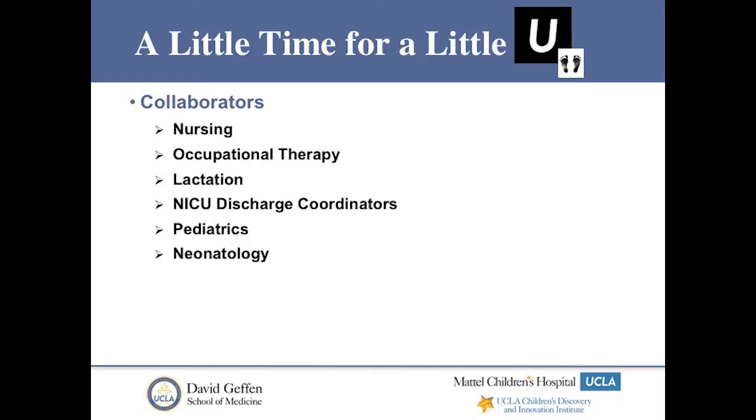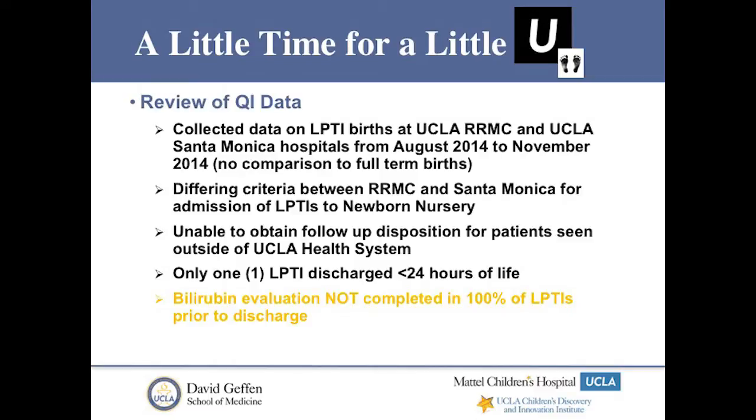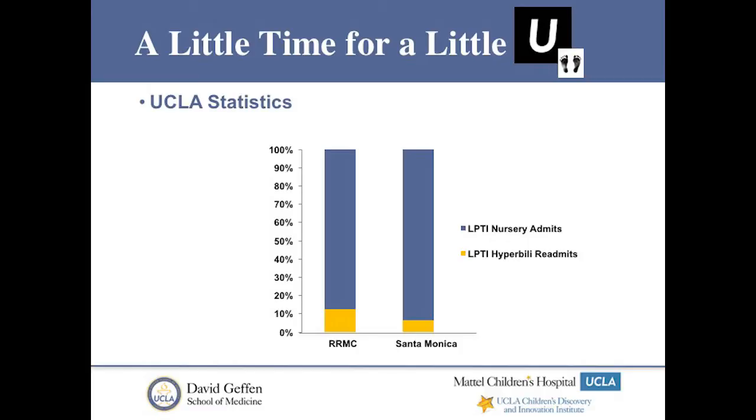So these are all of our collaborators. And what's interesting is that we looked at data just from a short period of time. Only one was discharged at less than 24 hours of life, but one of the things that really worried us is that there were patients that were being discharged without bilirubin evaluations. And this was happening both for full term and for late preterm infants. So we found some things that we could address even outside of the late preterm issue. Now, looking at the statistics we found, there were more patients readmitted that had been born at Ronald Reagan, but overall our rates weren't unreasonable. So we felt getting to 0 wasn't an unrealistic goal.